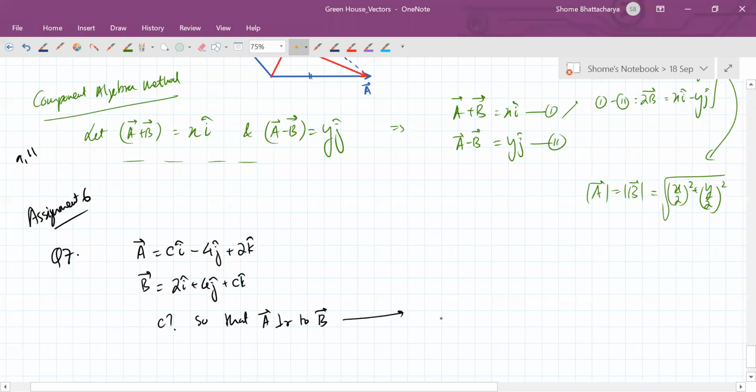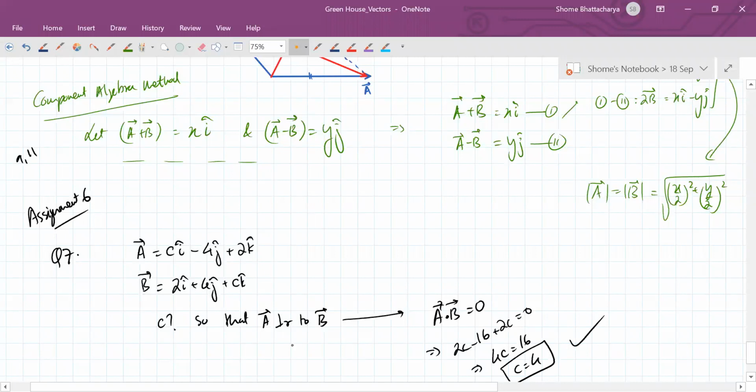So what is the perpendicular condition? Easiest way, dot product should be 0. So just use that. Okay. So dot product of A and B here you can see is 2C minus 16 plus 2C. So 4C is equal to 16. C is equal to 4. This should be the answer.